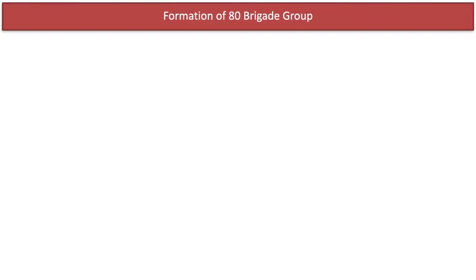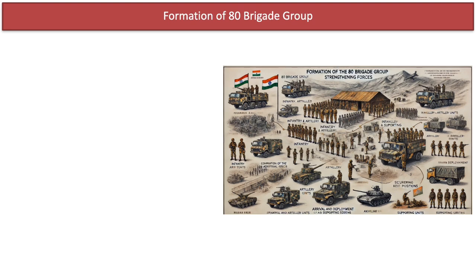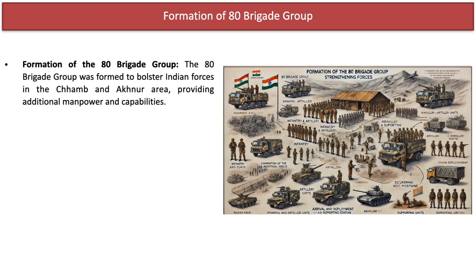Moving next, let's talk about the formation of the 80 Brigade Group and how it played a critical role in bolstering Indian forces in Chhamb and Akhnur area. Friends, this was a strategic move that brought in additional manpower and capabilities at a crucial time in the conflict, reinforcing India's effort to secure the region.